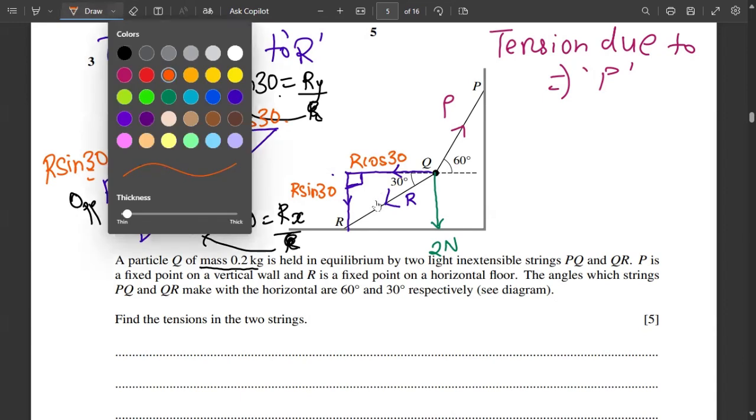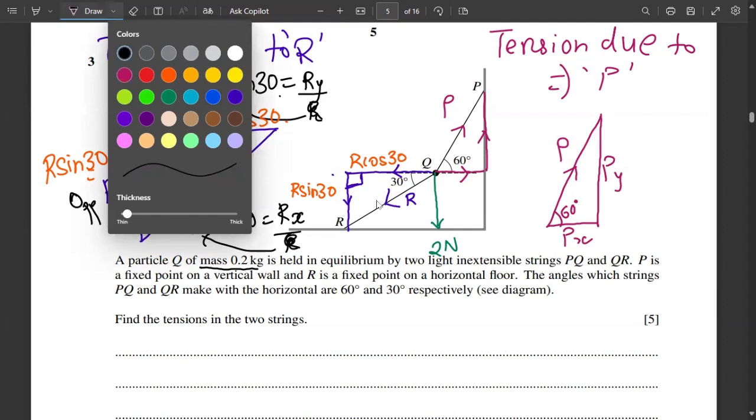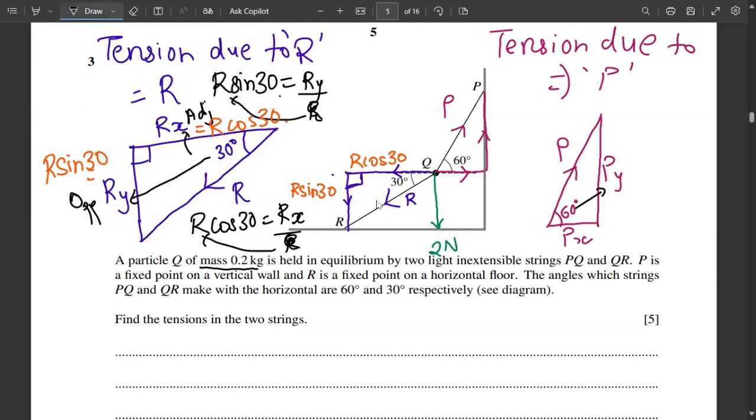Now let's move to P. There is one force acting on the right and one force acting upwards. So let me redraw this diagram. This is the triangle right here. This is how P is acting. This is 60 degree. Let this be Py, let this be Px. Again, this will be 90 degree. This is the opposite side. This is the adjacent side.